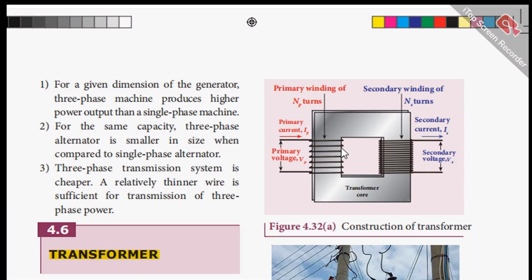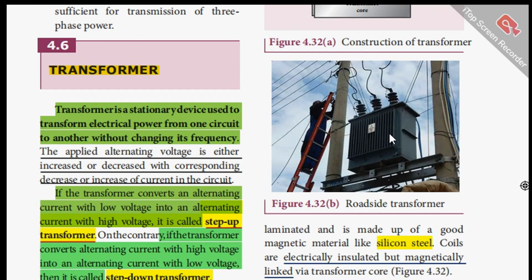So this is a transformer in which there is a primary winding of NP turns and a secondary winding of NS turns. The current passing through the primary coil is IP, the primary current, and through the secondary coil it is IS, the secondary current. The voltage applied to the primary coil is the primary voltage, and the voltage coming out of the secondary coil is the secondary voltage, VS. This is the transformer we can see on the roads. It is called a roadside transformer, which gives the voltage required for households.